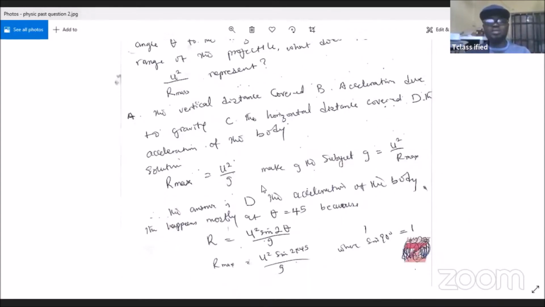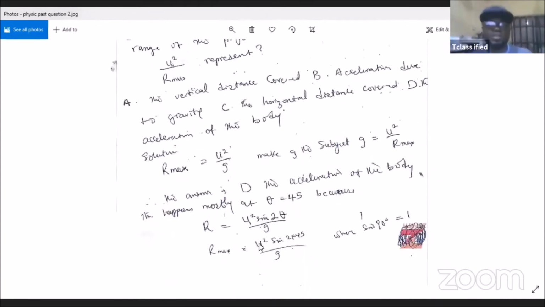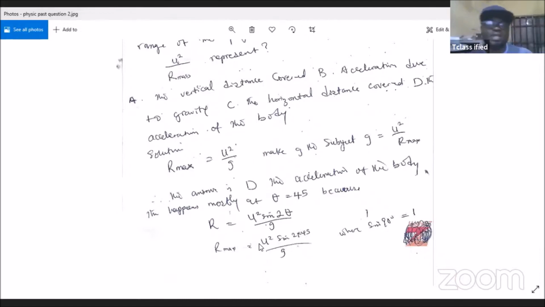You always know that range is equal to u squared sine 2 theta over g. But whenever theta is equal to 45, if you substitute it here, you're going to have 2 times 45, which is 90, and sine 90 is 1. So that's why you have R max equal to u squared over g. This normally happens when theta is equal to 45, and that is at maximum range. So this expression is simply for acceleration.